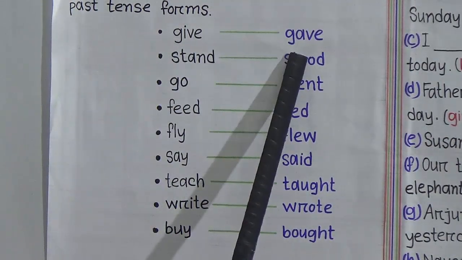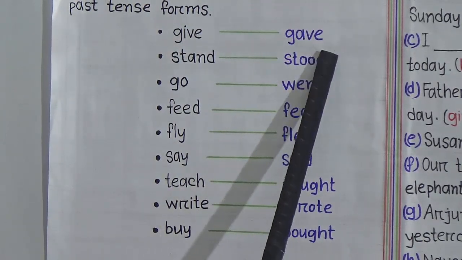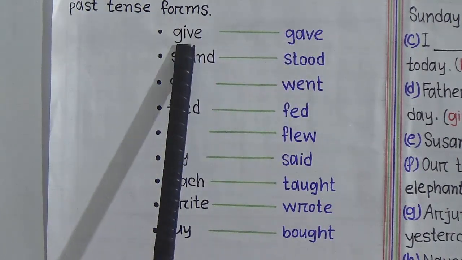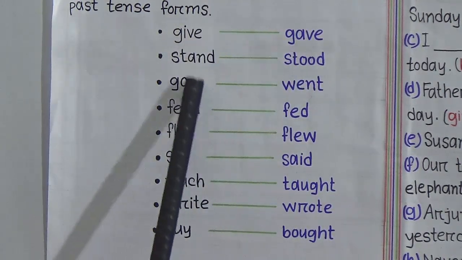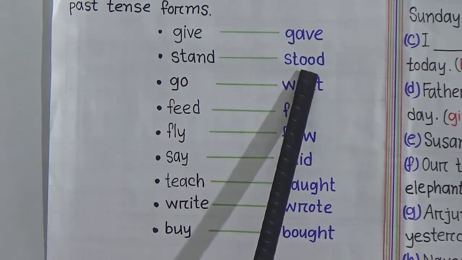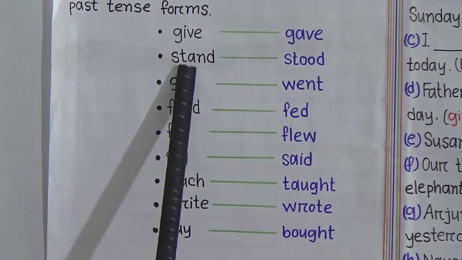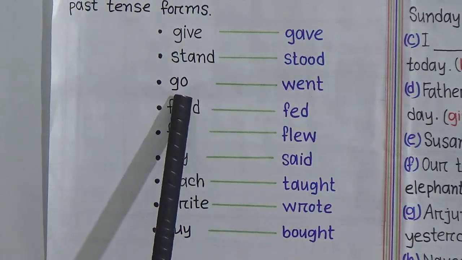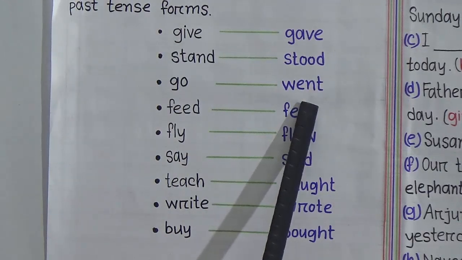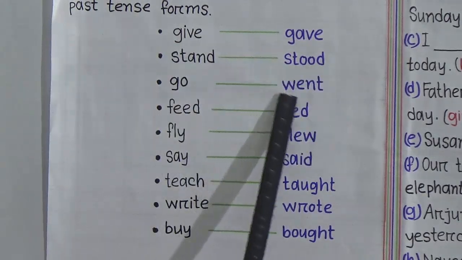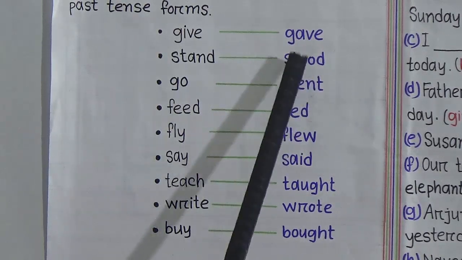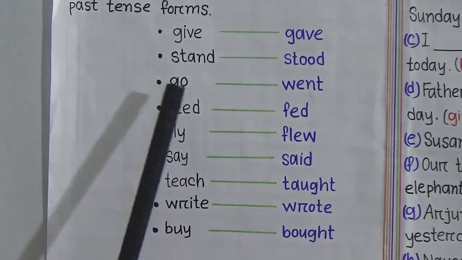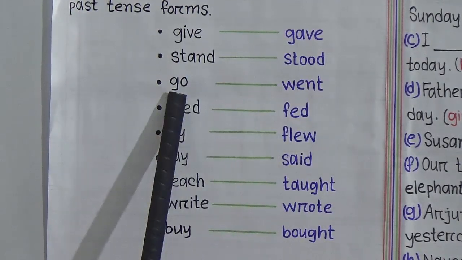Give, we changed it, G-A-V-E, gave. Here we remove I and write A, so a letter changed here. Like this, stand, S-T-A-N-D, the spelling was stand and here stood, with double O. Like this, look here, go changed to went. Here this is a completely changed word. In the others we changed a letter, but here this is a completely changed word. The past form of go is went.